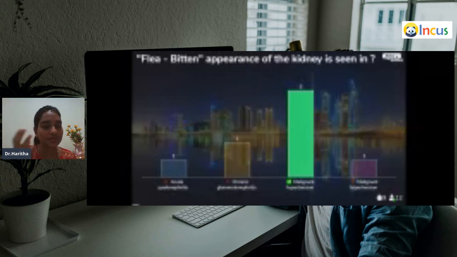What is flea-bitten kidney? Because of the thrombotic microangiopathy, there will be thrombosed patches like petechiae in the kidney. This is a gross finding, not a microscopic finding. Please remember this. In acute pyelonephritis, you see pus. In chronic glomerulonephritis, the kidneys get shrunken as the disease progresses. And renal amyloidosis gives a pale colored kidney.